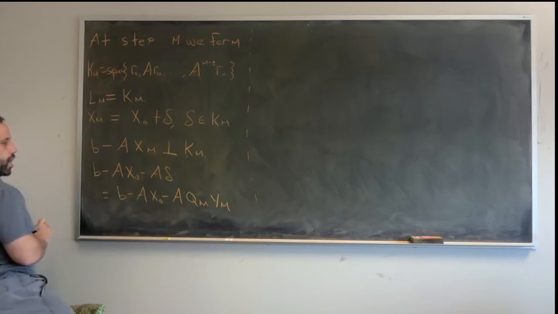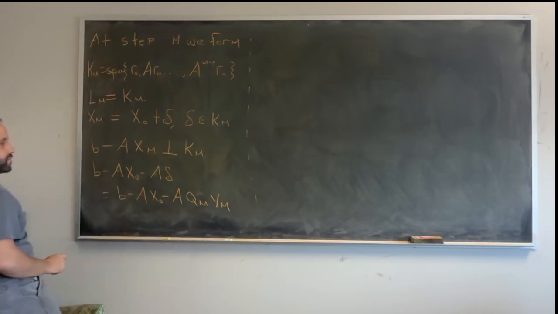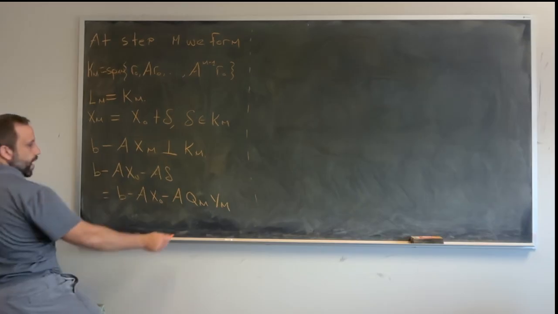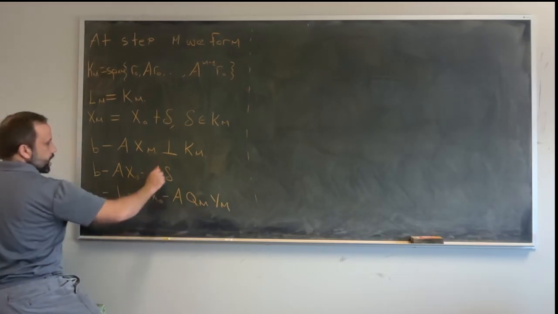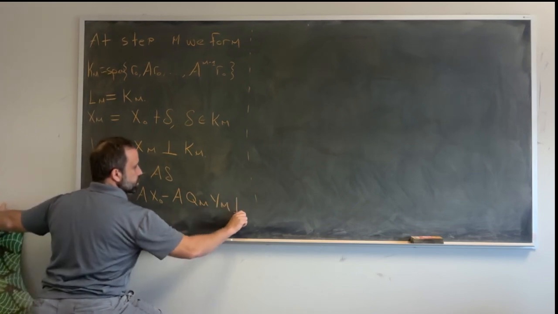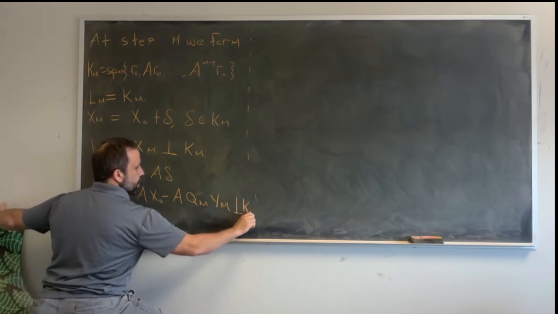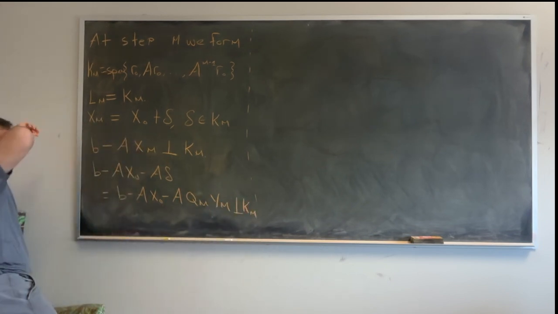Ym. Qm is going to be a matrix. The reason I'm using Q will be apparent in just a moment. Qm is a matrix whose columns span the space Km, and then Ym is going to be an m-dimensional vector. And so as Ym runs through Rm, Qm times Ym will run through delta. This is very similar to things that we've seen so far. Okay, so that's going to be orthogonal to Km.